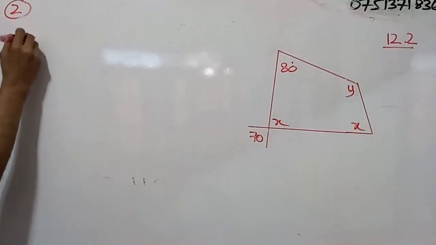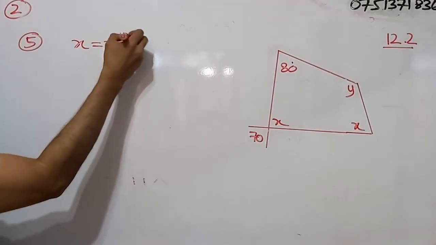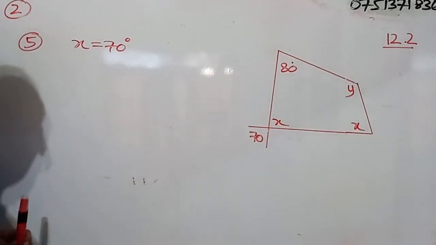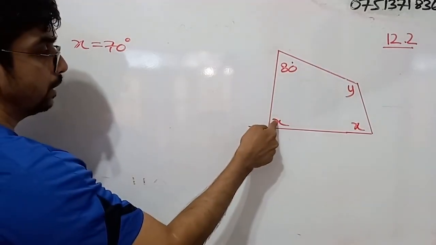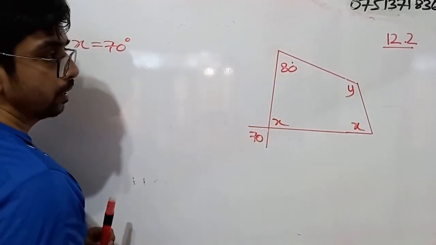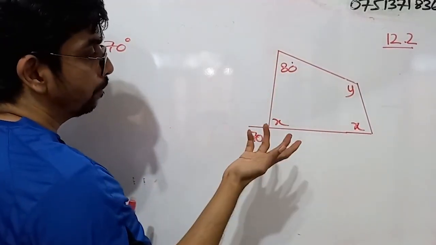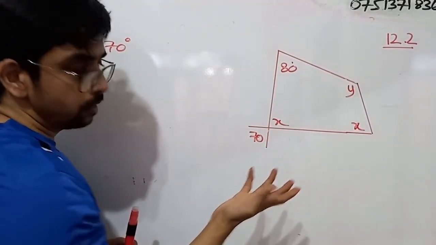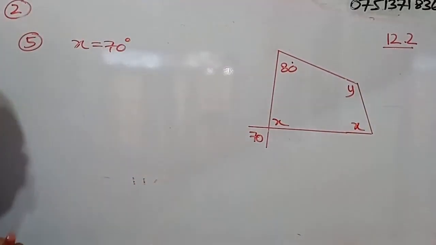So this is the fifth part. Right off the bat we can say X is equal to 70 degrees. Why? These two are vertically opposite angles. So if this is 70 degrees, this is also 70 degrees. Then we have a quadrilateral. Out of the four internal angles, we know the values of three angles. So we can easily calculate Y.